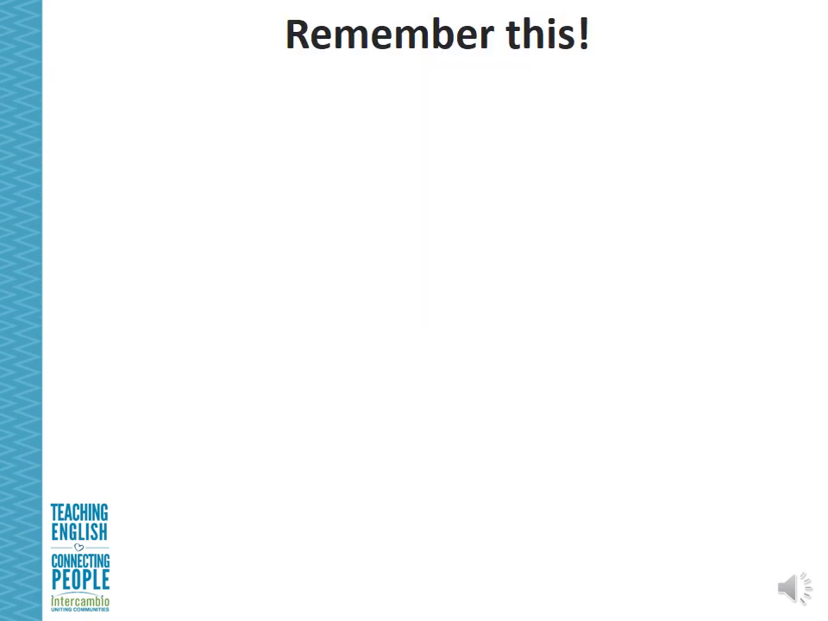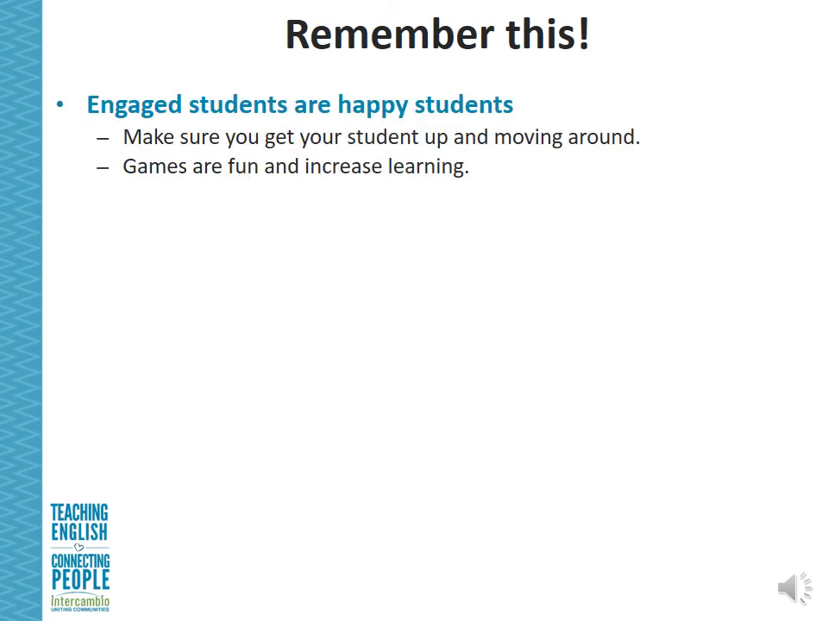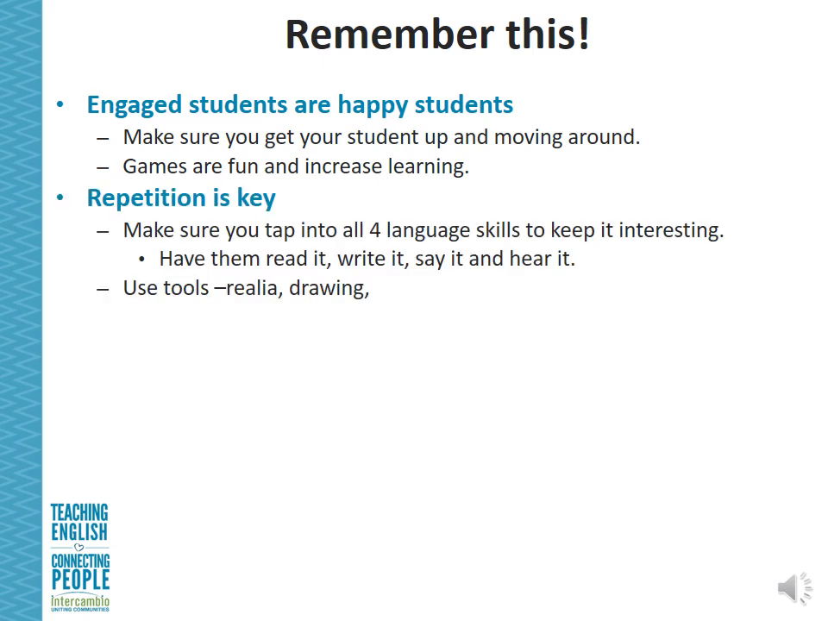As we come to the end of this video, let's go over some of the most important points. Engaged students are happy students. Make sure to provide a variety of activities and, when possible, have your students get up and move around. Repetition is key. Make sure you repeat all the new words and all the grammar structures multiple times. Tap into all 4 language skills. Make sure that in every lesson you're doing something with reading, writing, speaking, and listening.